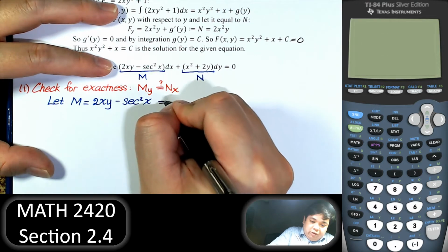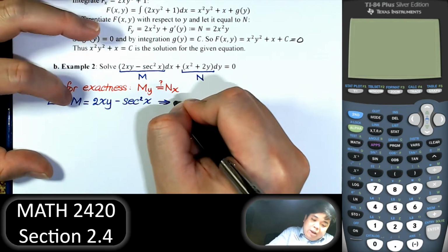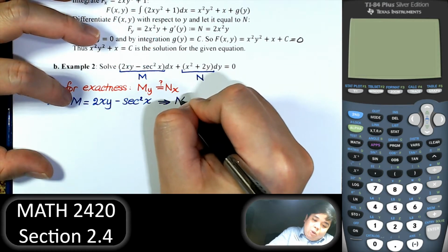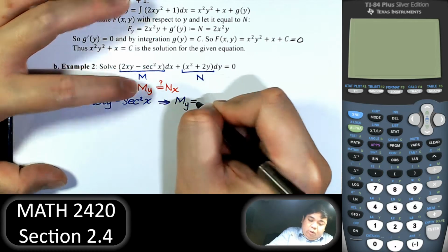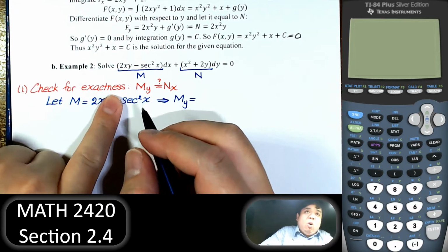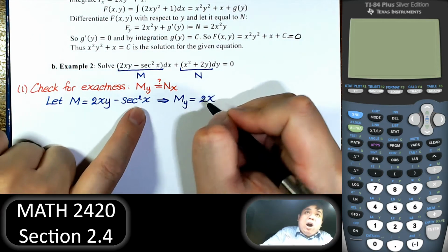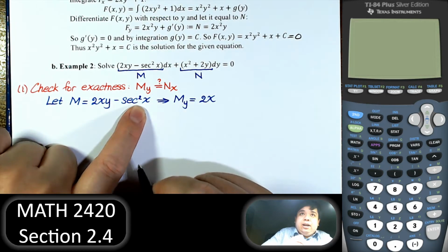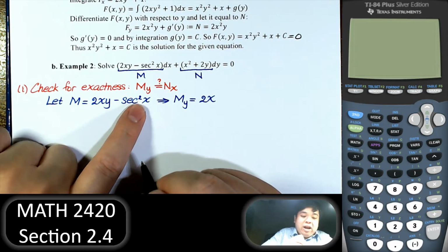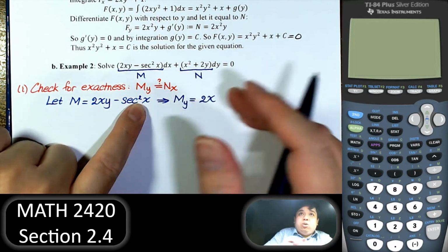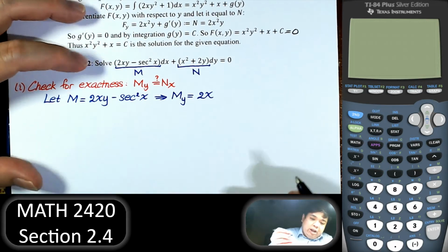So I will take the derivative of this with respect to y. With respect to y, the derivative of y is 1, so I just have 2x. With respect to y, secant square of x is a constant, and the derivative of a constant is 0. So that's all we have.